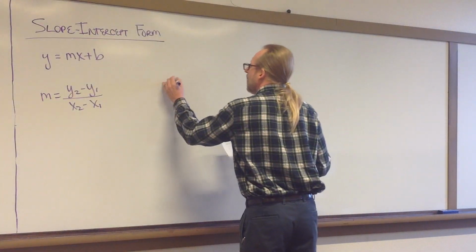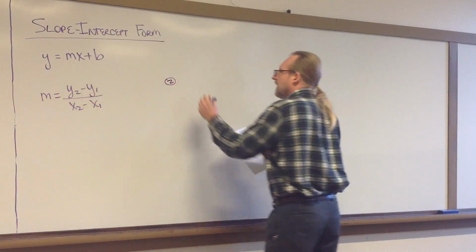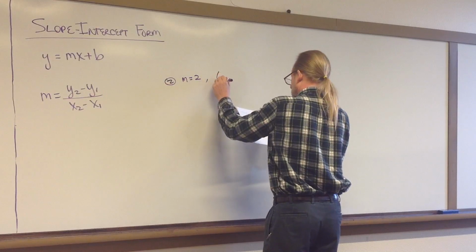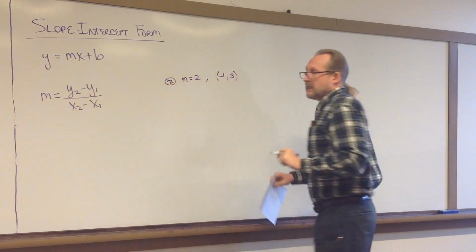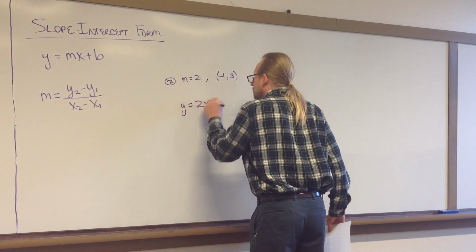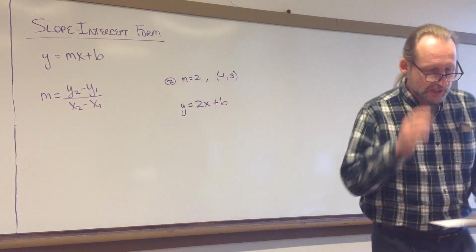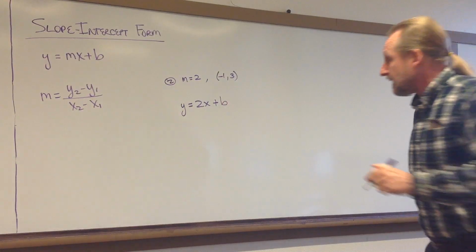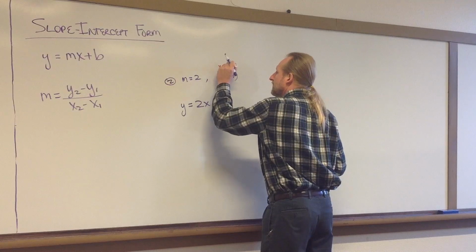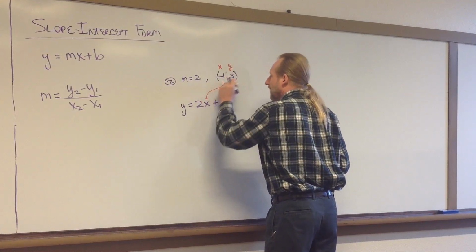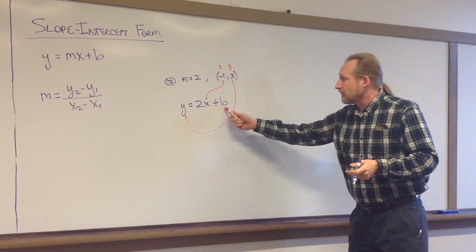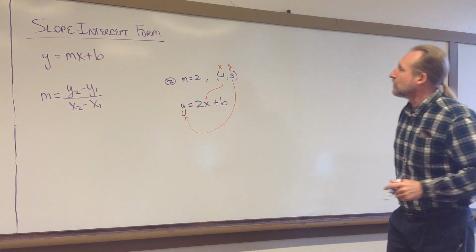Problem 2. We've got m equals 2, and we know that the point -1, 3 is on the line. So we know that the line is going to be y equals 2x plus something. And the question is, what is the value of b? To find out, we can take these x and y values and plug them into the equation. And then there's only going to be one variable left, b. So we can solve for that.